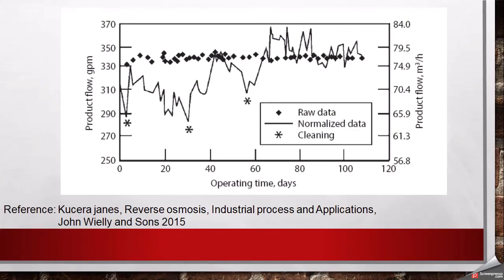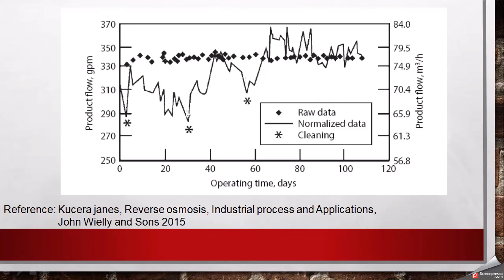if we look at the second graph, the same plant, same data, same membrane. Now these square boxes show raw data, and this continuous line shows the normalized data. You can see that at the start of the plant's operation there are some changes. There is no big change in the raw data, but if we look at this continuous line, there is a big change occurring during the operation of this membrane.